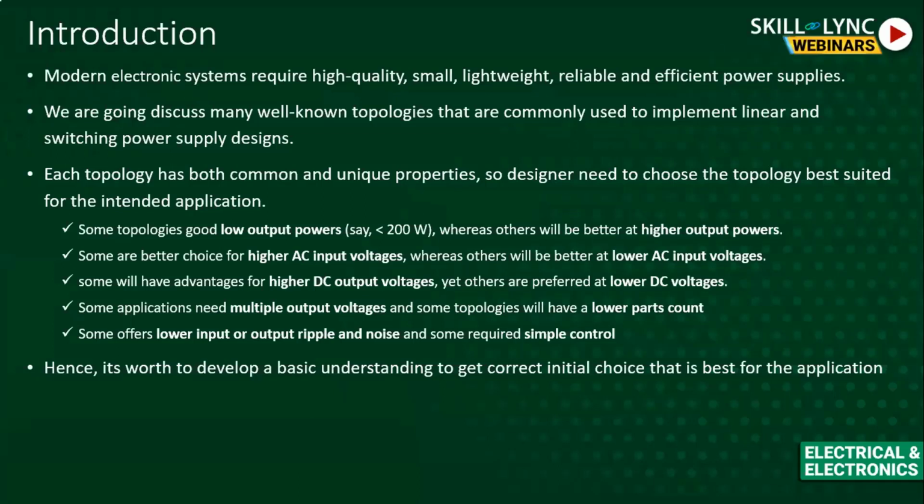Each topology has its common and unique properties, so the designer needs to choose the right topology which is best suited for the intended application. Some topologies are good for low power output, some are not. For a high power output, some will be the most cost effective topologies. Some will be good for a higher AC input voltage, some for low input voltage. Some are for high DC output voltage, some are good for multiple outputs, and some require lower part counts because cost could be a challenging factor in some places.